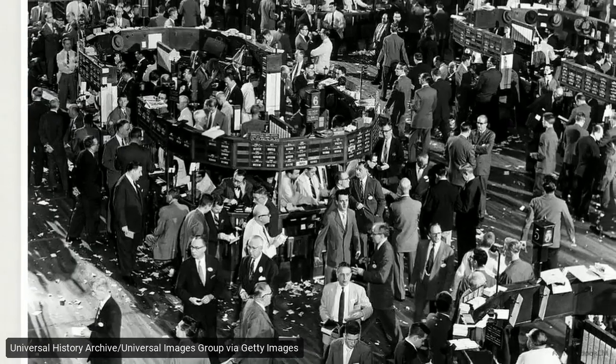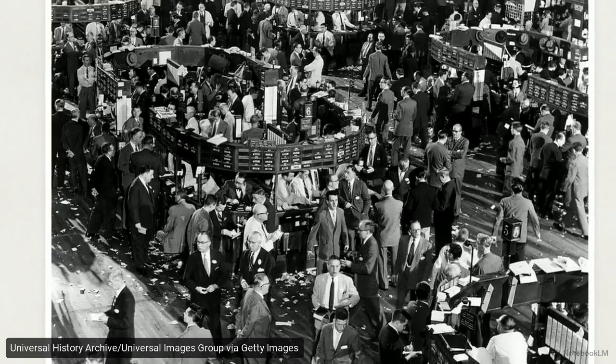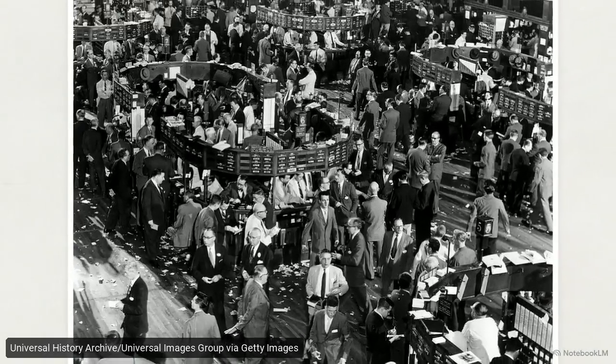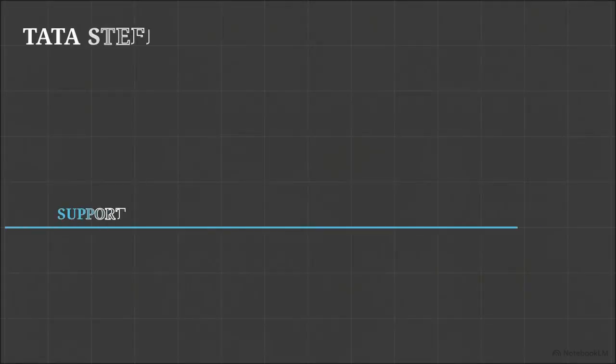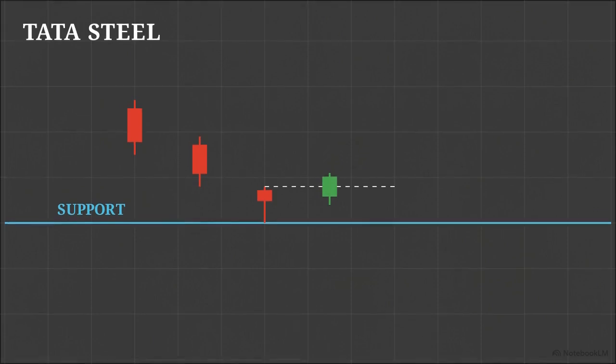Step 3 is confirmation. Many traders see a perfect hammer and buy the moment the candle closes. This is a common mistake that leads to being trapped in a continuation of the downtrend. Using a stock like Tata Steel as our example, once the hammer closes, we wait for a specific confirmation. The very next candle must be bullish, and its closing price must physically close higher than the highest tip of the hammer's wick. We verify this move by checking the volume.